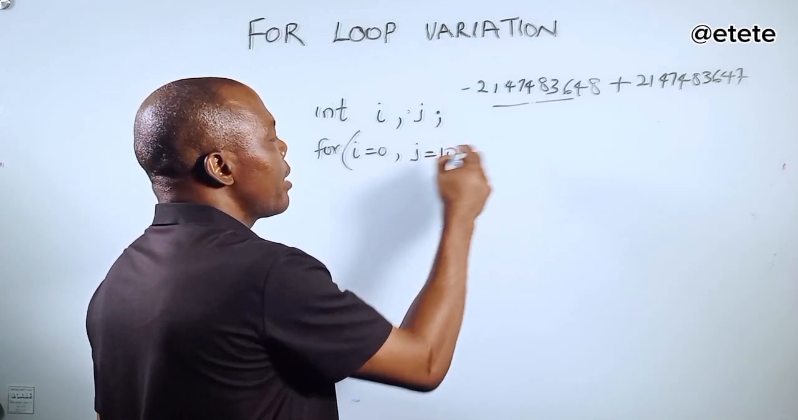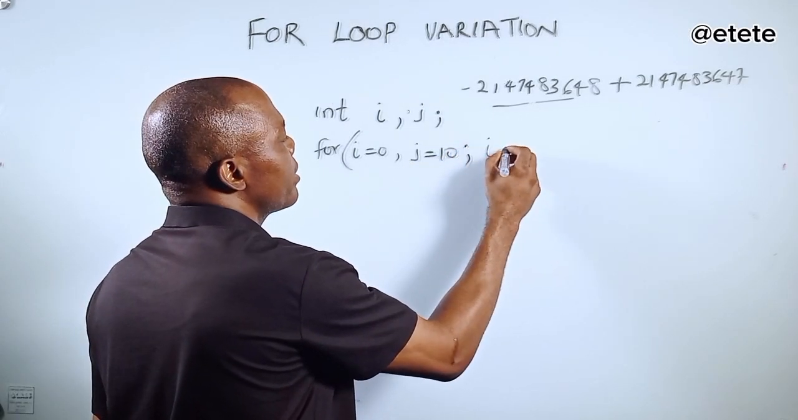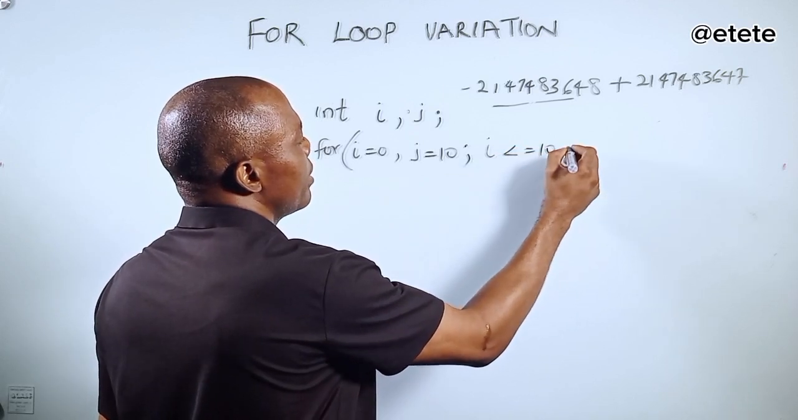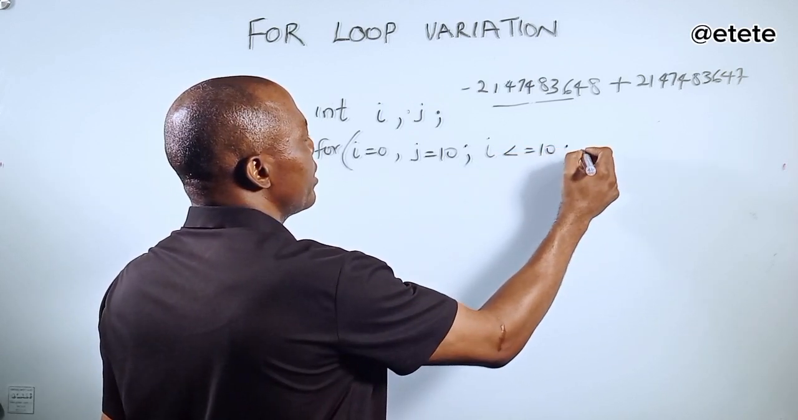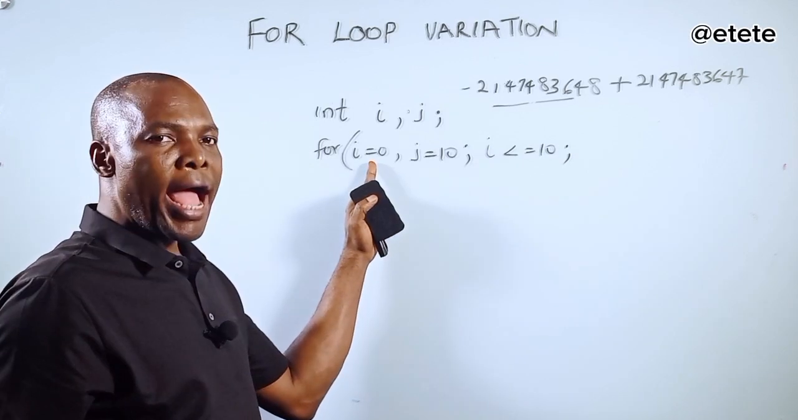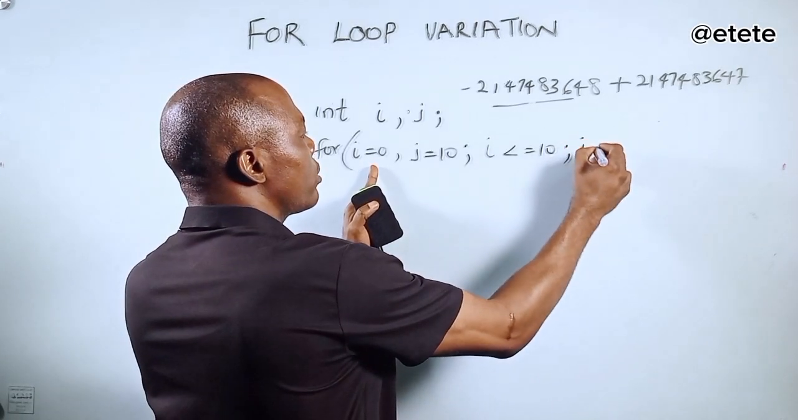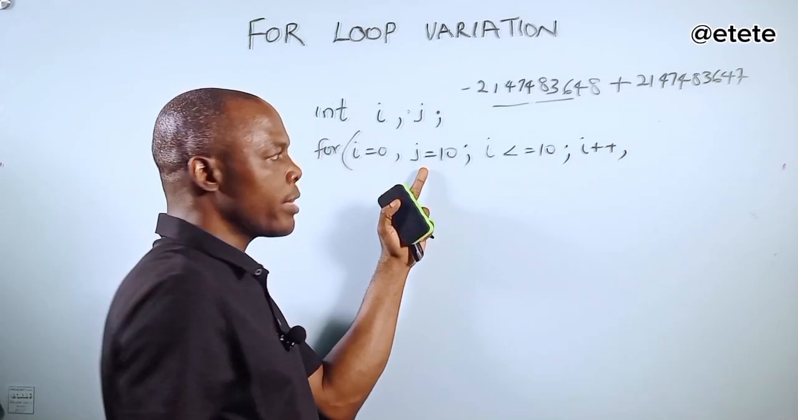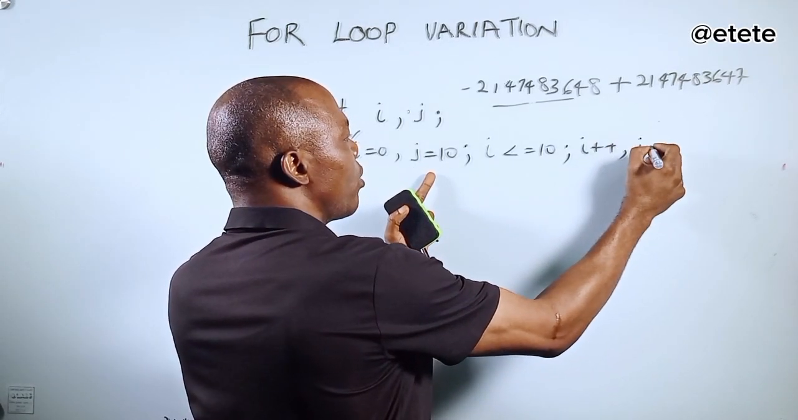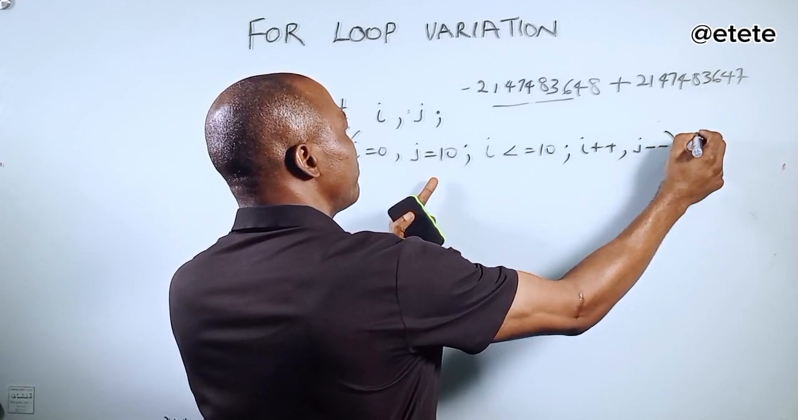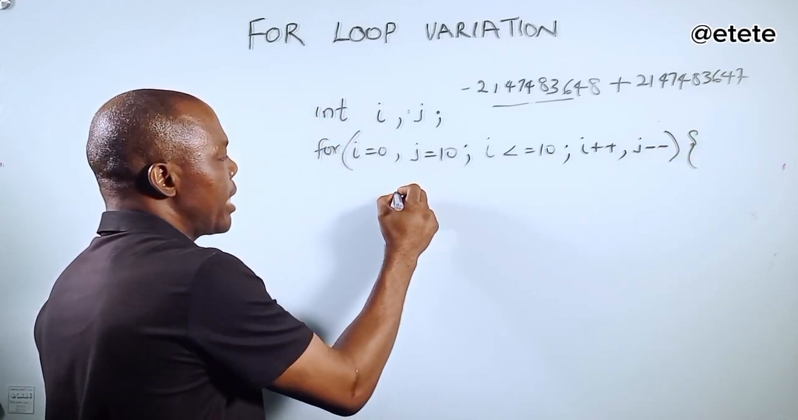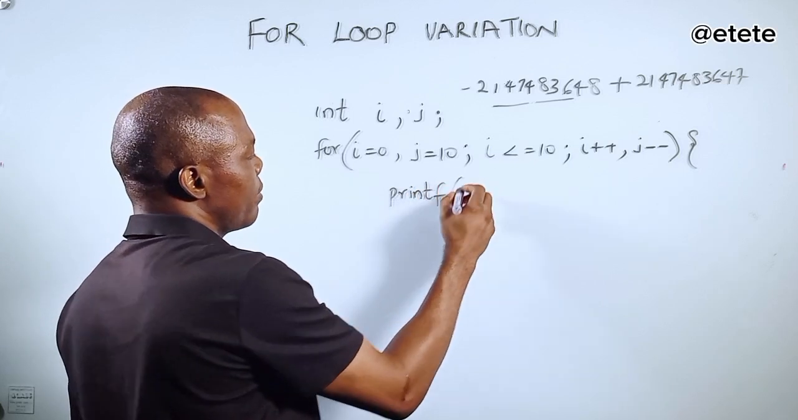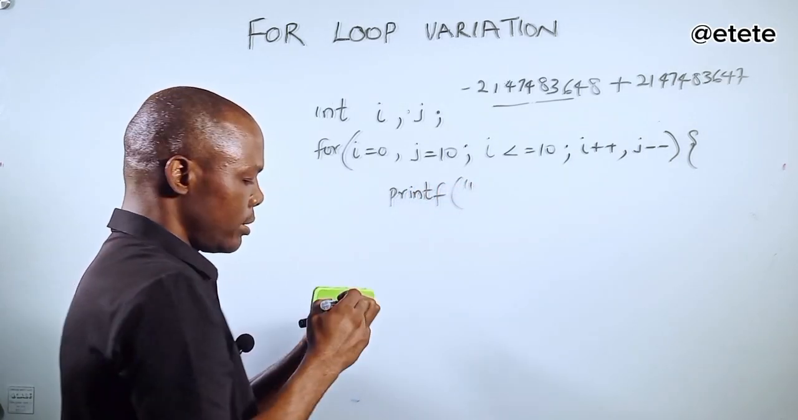So I will have i less than or equals to 10. Then I will have this. Then, since I'm having my i as 0, my i will be what? Plus plus, comma. Since my j equals to 10, my j will be what? Minus minus. Then I will have this. Then I will print out printf. I will do this.